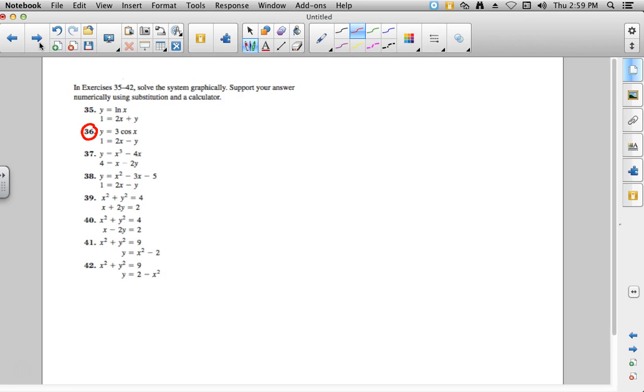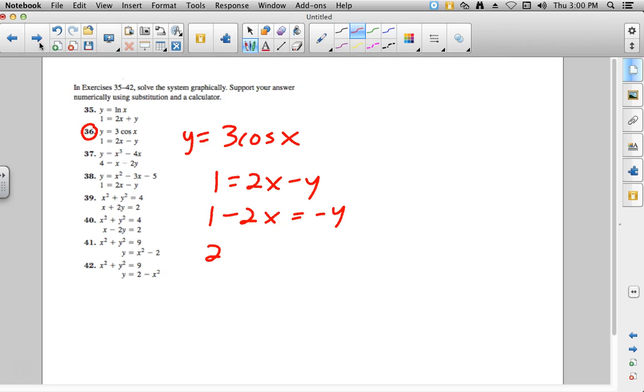go through these. For 36, if you didn't get this one, it was probably because you still have your calculator set in degrees. We actually have to set this calculator into radian mode when we're going to graph cosine, which makes absolute sense. And then the bottom equation, we want y all by itself, so we could subtract 2x from both sides and divide by a negative 1. And it doesn't matter if you put in negative 1 plus 2x or 2x plus 1. It won't make any difference at all. Or I'm sorry, minus 1.